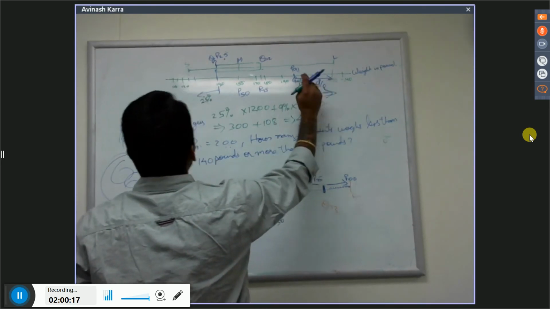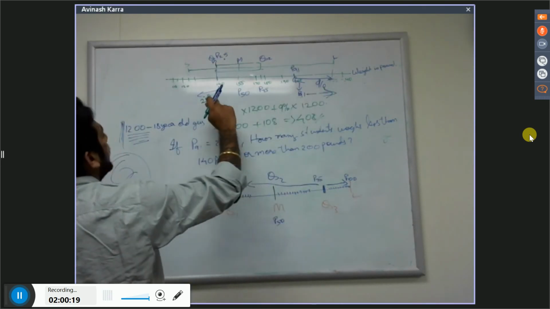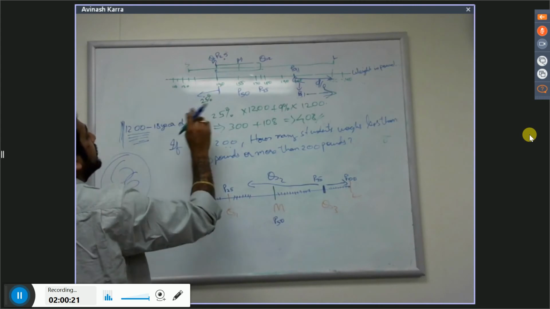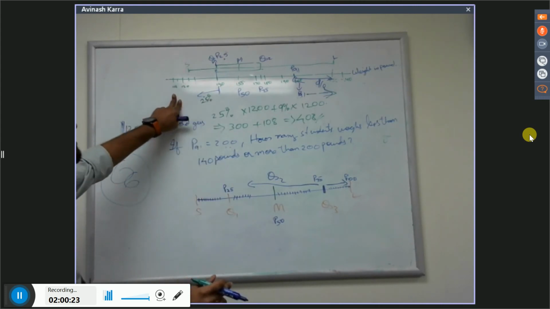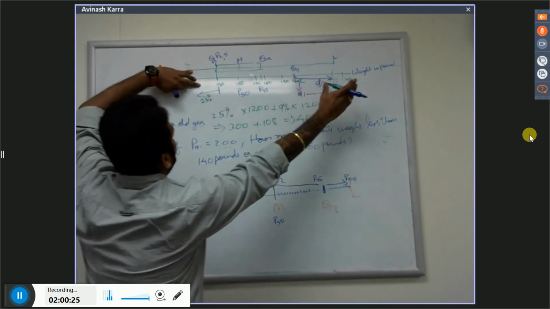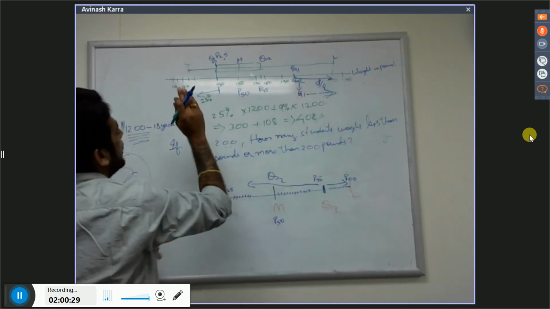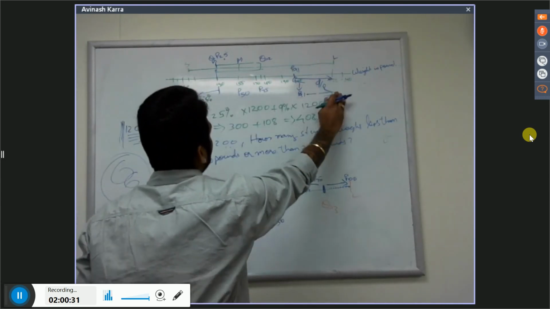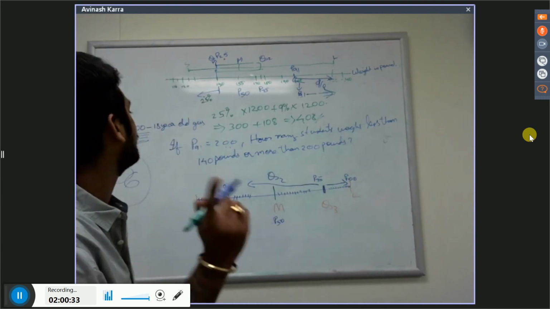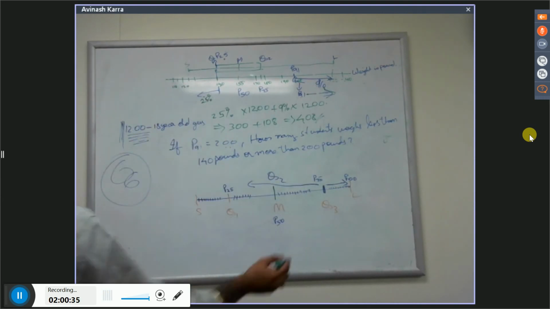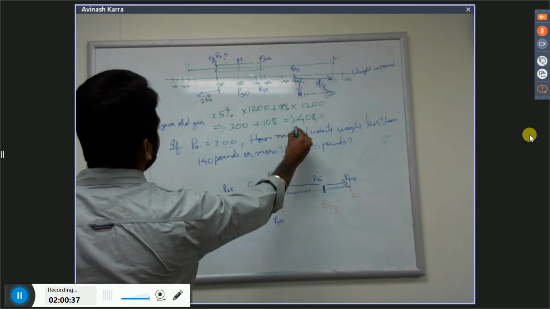100 minus 91 is 9%, and the rest is 25%. So what they are asking is these two parts. Here it is 25% and here it is 9%. If you add 25% and 9%, you will get 34%, and 34% of the total is the answer.